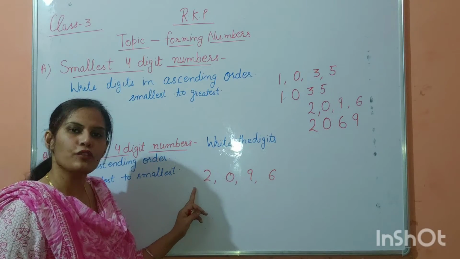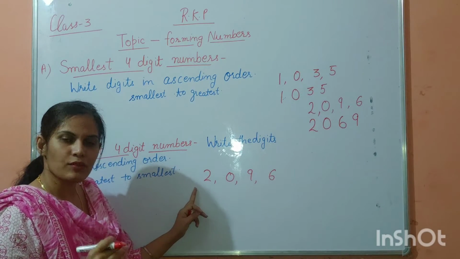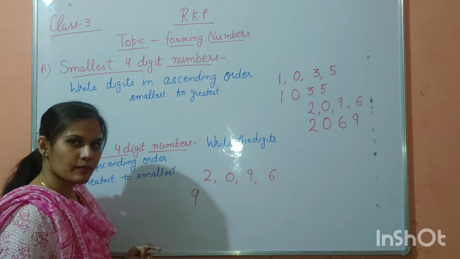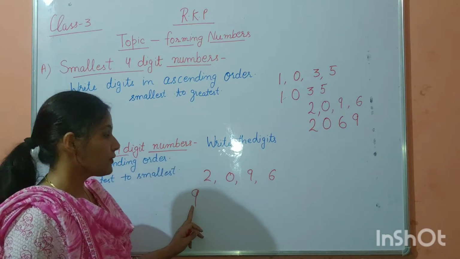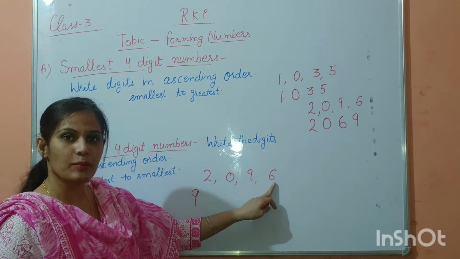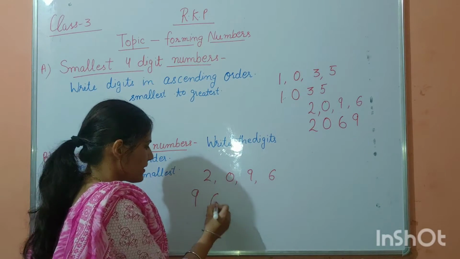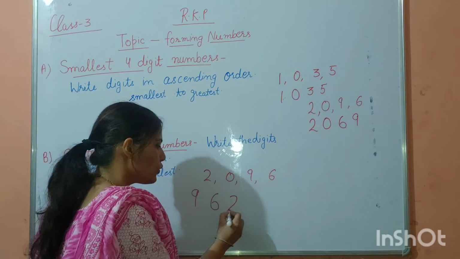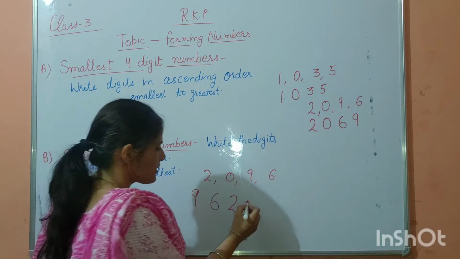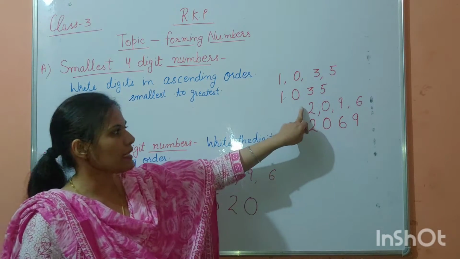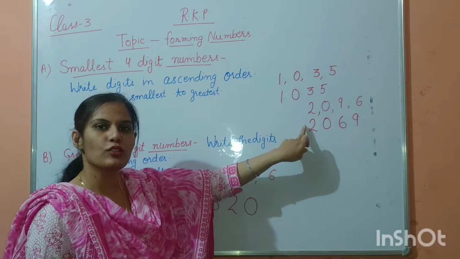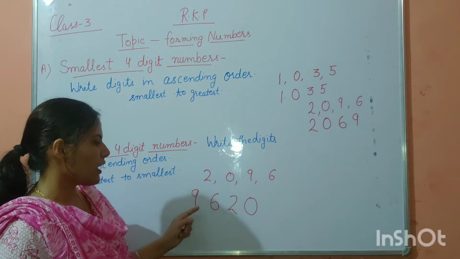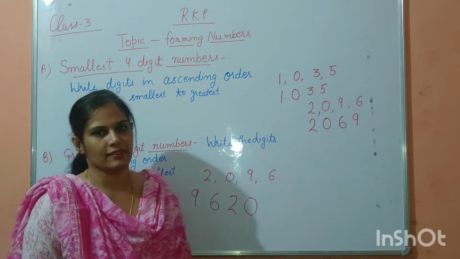2096. You are given 4 numbers. What is the highest, what is the greatest number here? 9. 9 will come first at the 1000 place. Next, the second highest number is 6. Write 6 here. Now what is the next highest number? That is 2, and at last the smallest number is 0. So students, by using these numbers, the smallest 4-digit number is 2069 and the greatest number is 9620.